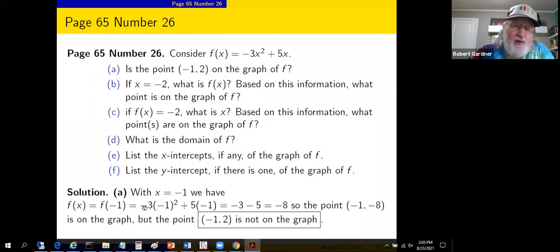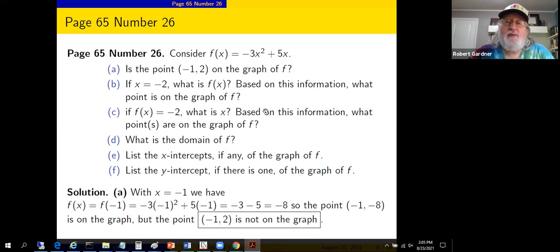The negative out here carries over. The negative in there disappeared. One negative yielding the -3. 5 times -1 is -5. So we get -8. So when we plugged in -1, we got out -8. That tells you the point (-1, -8) is on the graph, but not the point (-1, 2). That's not on the graph. When you plug in -1, you get out -8. You don't get out 2. That point's on the graph, not the (-1, 2). No, not on the graph.